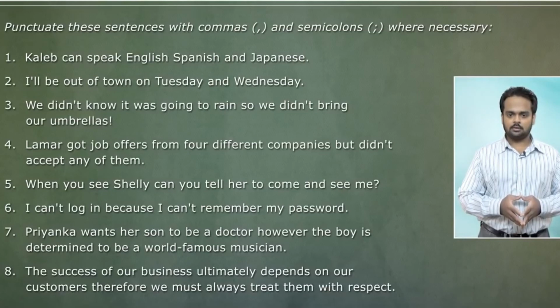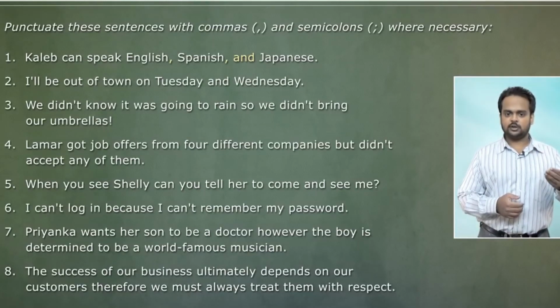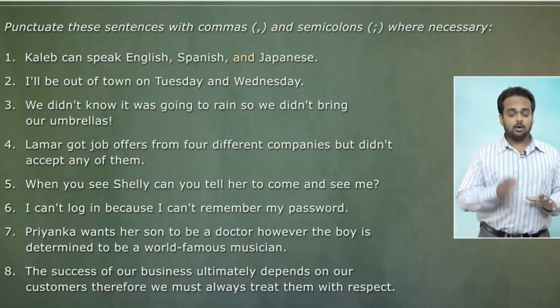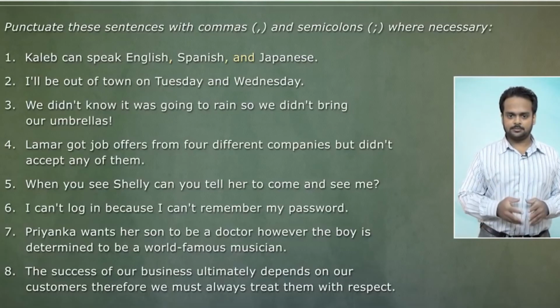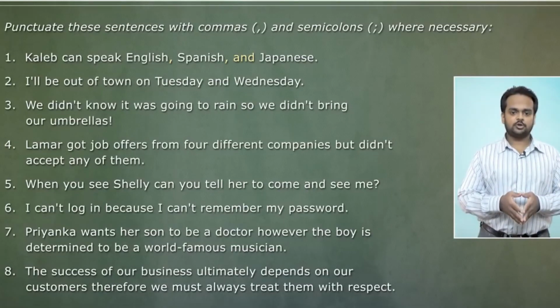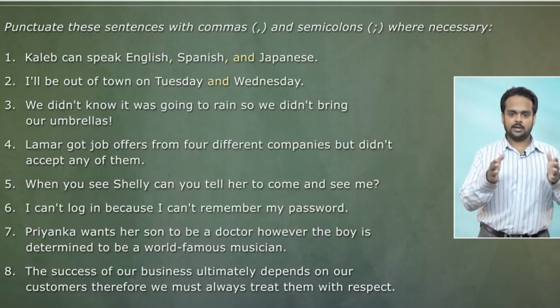In sentence number 1, commas have to go after English and Spanish. This is a list with 3 items, so we put commas after each item except the last. Remember that the last comma goes before the conjunction and. But in sentence number 2, you don't need any commas. This is because and only connects 2 items here, Tuesday and Wednesday.